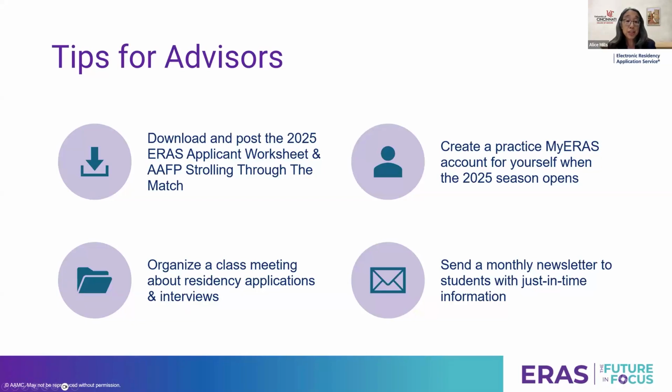The third suggestion is to organize a class meeting about residency applications and interviews. At our school, we found that can be a lot of information and overwhelming for students, so we've split it up into 2 class meetings. We have a meeting in early June about residency applications, and then another meeting at the end of August about interviewing. Last, you might consider sending a monthly newsletter to students with just-in-time information.